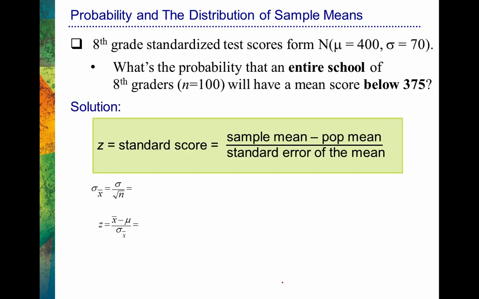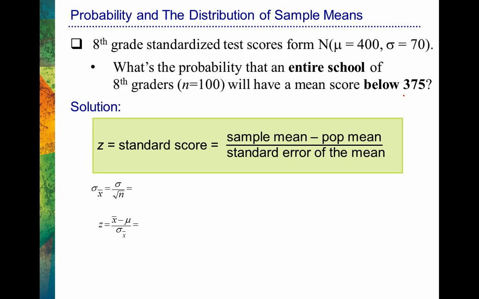Let's go through a quick example where we can put some of those concepts into use mathematically. 8th grade standardized test scores form a normal distribution with a mean of 400, standard deviation of 70. I think we went through an example like this previously. We're just trying to reactivate those memories. What's the probability that an entire school of 8th graders, so imagine there are 100 people in that school, we have a sample size here of 100, will have a mean score below 375.